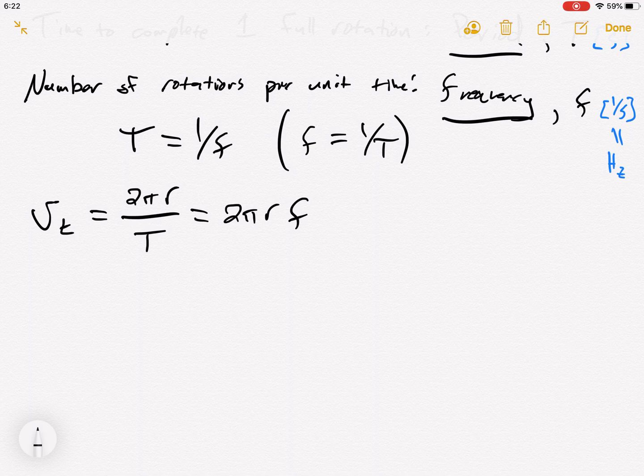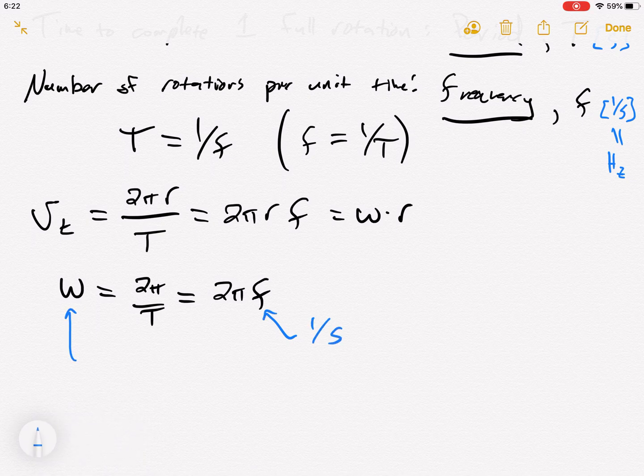Finally, remember that tangential velocity is also omega times r. So if I divide an r out, I can get omega. And omega equals 2 pi over T, or 2 pi f. So we see that omega, which is angular velocity, and frequency are just related by this 2 pi, right? Because the units for frequency are inverse seconds, and the units for angular velocity are radians per second. So the only difference is a unit, and this 2 pi has units of radians, basically. So sometimes we call omega angular frequency because it's radians per second. So we will see all of these come into play in the near future.